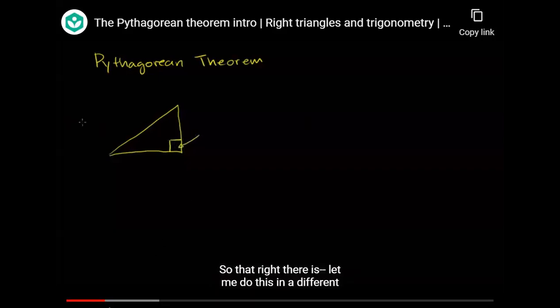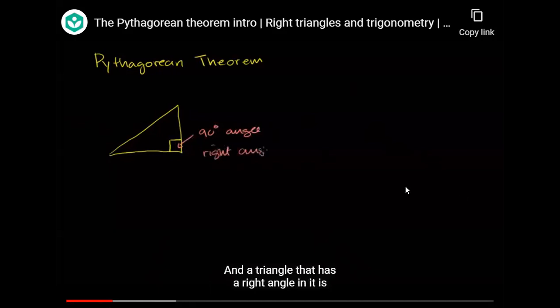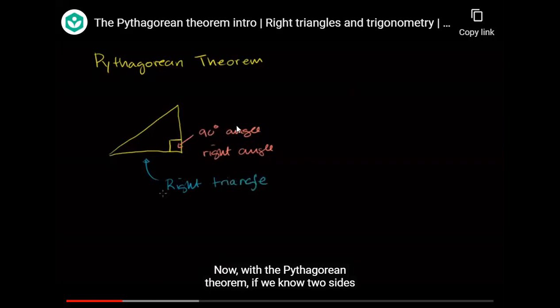The Pythagorean theorem is talking about a special case with a right angle triangle. A triangle that has a right angle in it is called a right triangle, where we can find an angle inside it that is 90 degrees. Once we find a right angle, we can say that this one is called a right angle triangle.